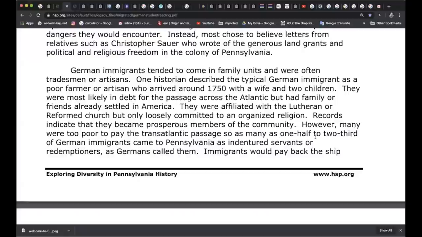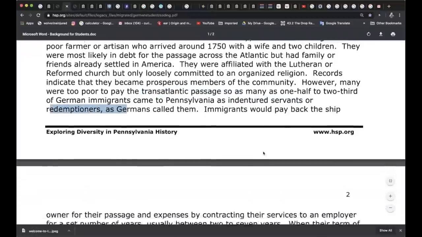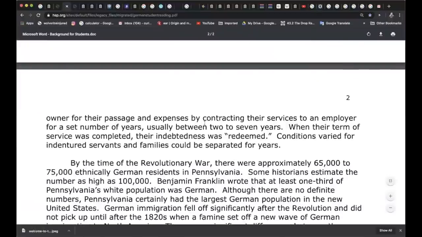So as many as one half to two-thirds of German immigrants came to Pennsylvania as what? Indentured servants, or redemptioneers, as Germans called them. Immigrants would pay back the ship owner for their passage and expenses by contracting their services to an employer for a set number of years, usually between 2 to 7 years. When their term of service was completed, their indebtedness was redeemed. Conditions varied for indentured servants, and families could be separated for years.